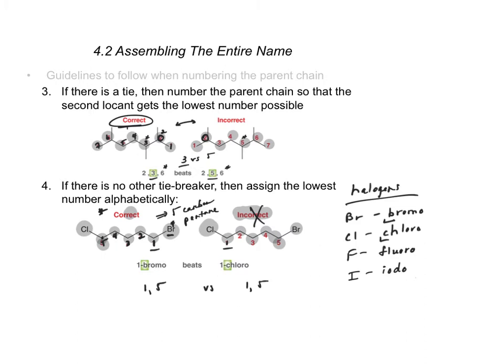Okay, so that is numbering. That's step number 3. We're going to assign numbers to the parent chain to identify where our substituents are at. And again, the way we're going to know is we assign our first substituent the lowest number possible. If there's a tie, then we assign the second substituent the lowest number possible. And if it continues on in this tie, then the substituent that comes first in the alphabet is going to get the lowest number possible.